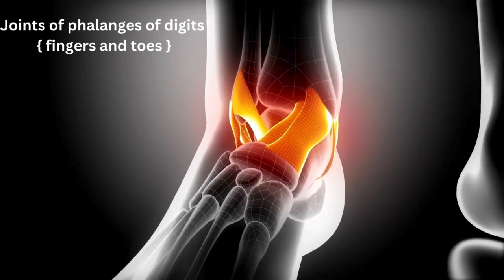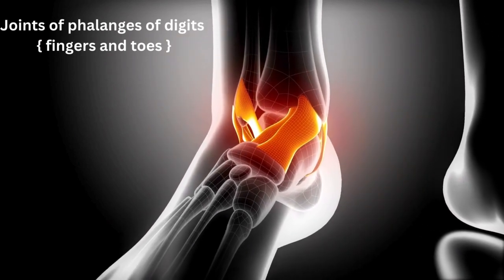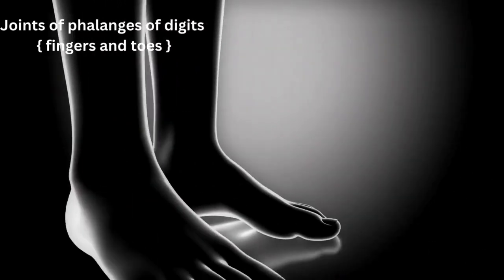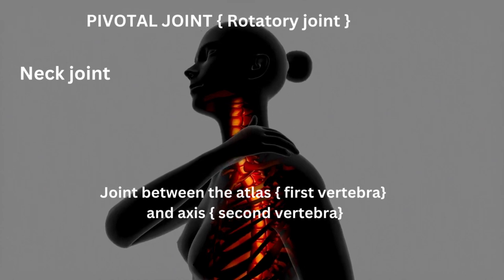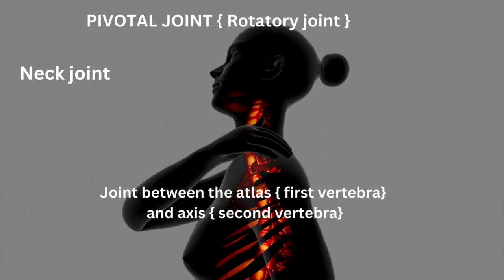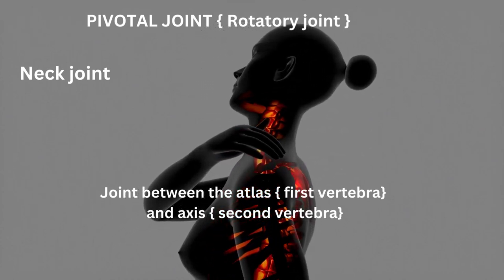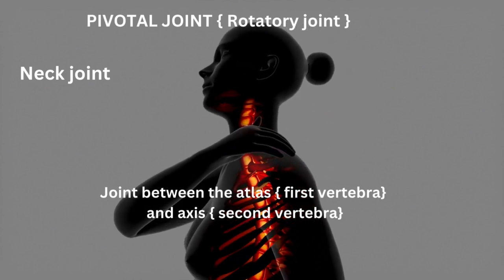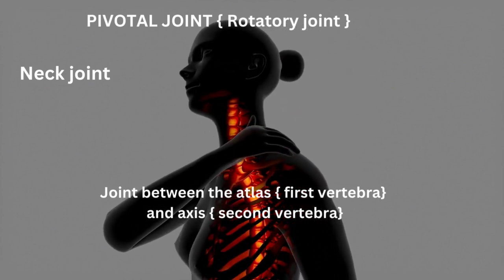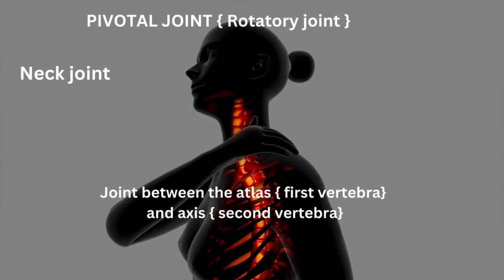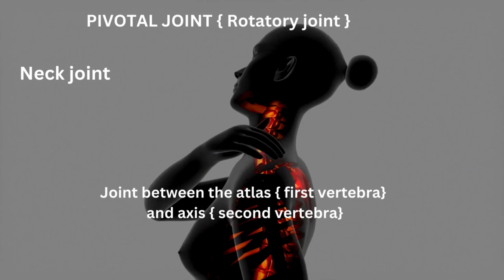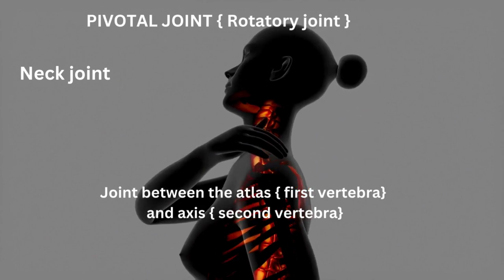For your understanding, I have just given you the video and the example. Now let's go to the other important perfectly mobile joint, the pivotal joint. Notice the name itself says there is a pivot-like structure or peg-like elevation, so that the other bone can easily rotate in all directions, like the vertebrae of your spinal cord.